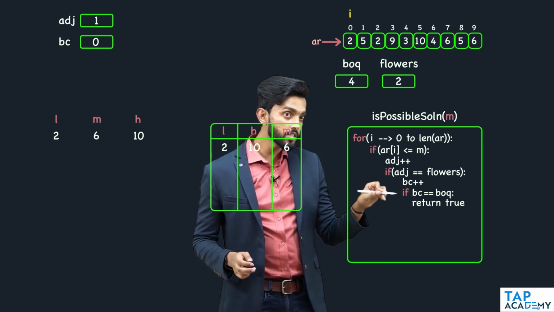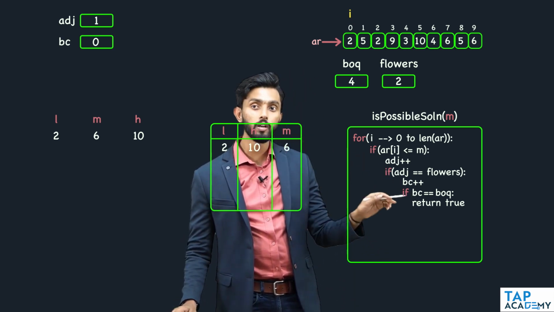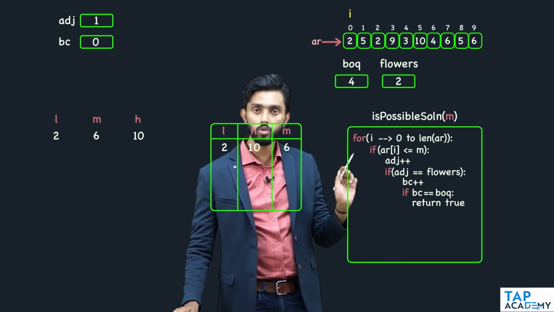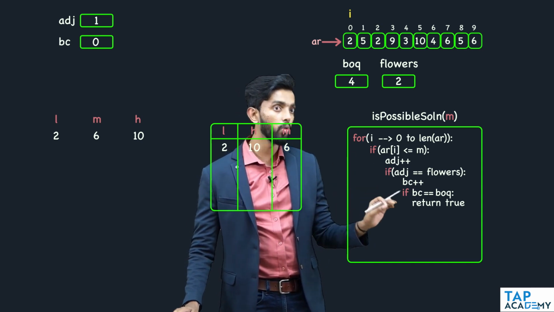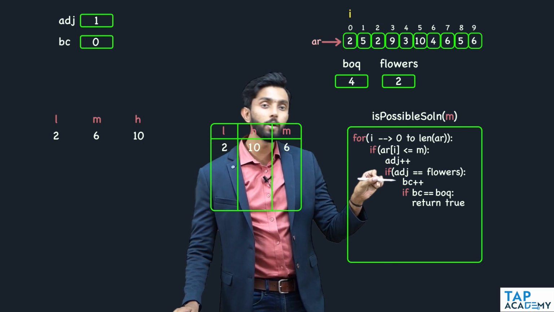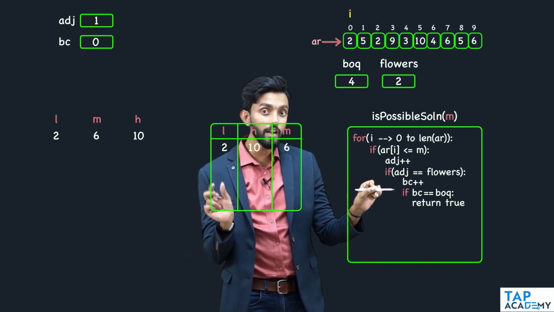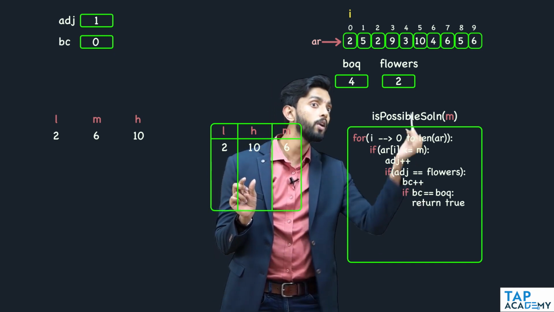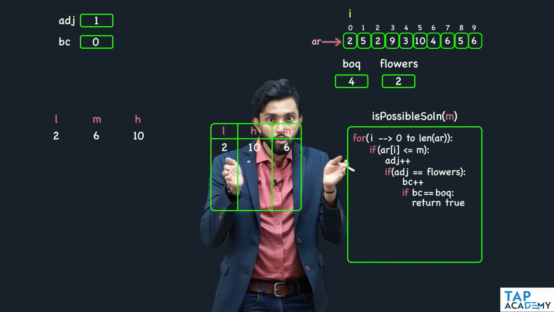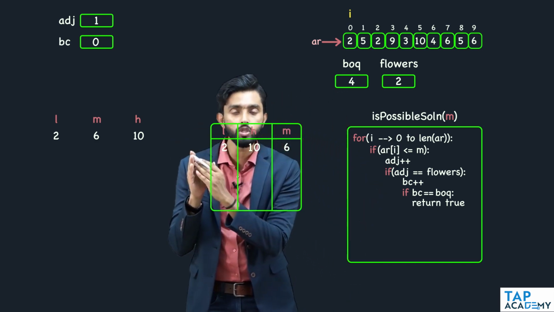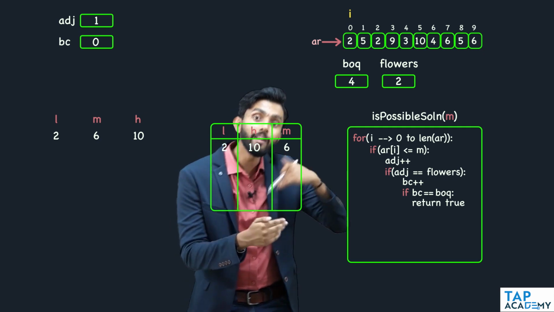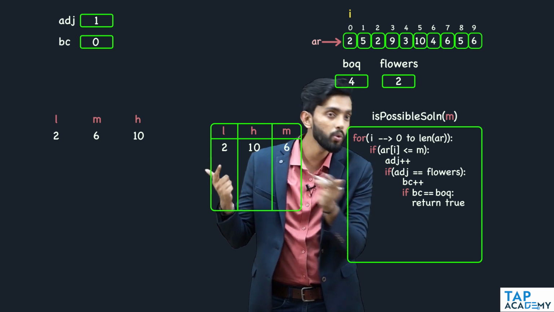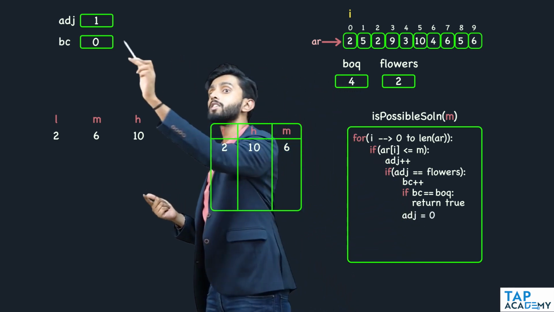Please understand this condition will only work if I have formed enough bouquets. But if this condition is not true, then I will come outside. If I come outside, what it means is that I created one bouquet. When did I increment it? When the number of adjacent flowers I have is equal to the expected number of flowers. Which means those adjacent flowers, I already used them. Now I should restart my count of adjacent flowers because I can't reuse them. Shouldn't you reinitialize adjacent to 0?